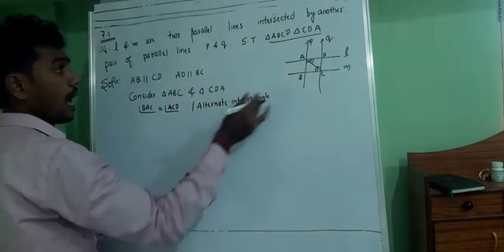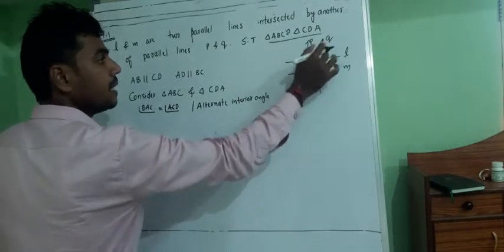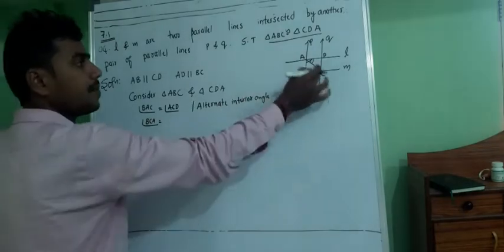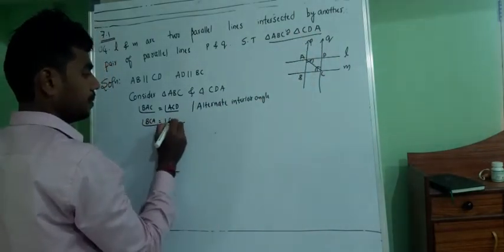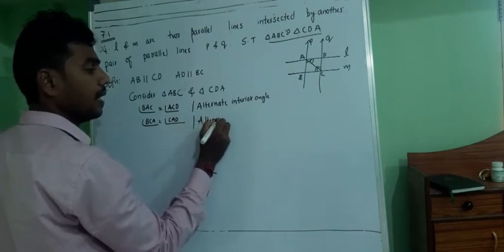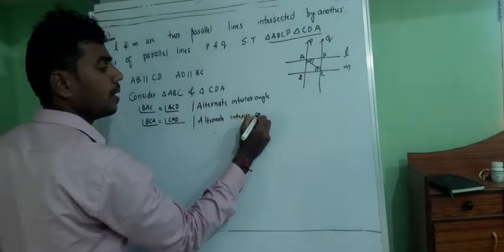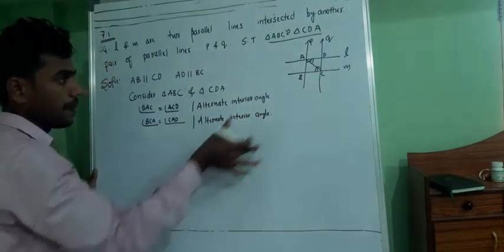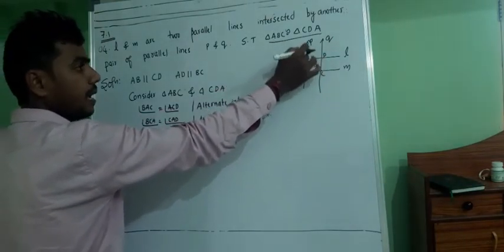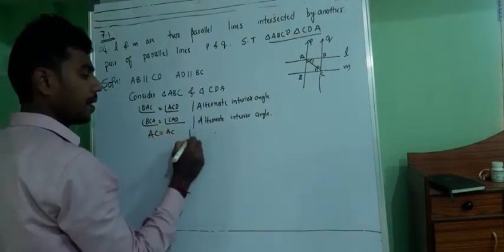Next, angle BCA is equal to angle CAD. Angle BCA is equal to angle CAD. Fine. Why? Same, alternate interior angle. Now, in both the cases, AC is common, in ABC and ACD. AC is common, AC is equal to AC. Common side.